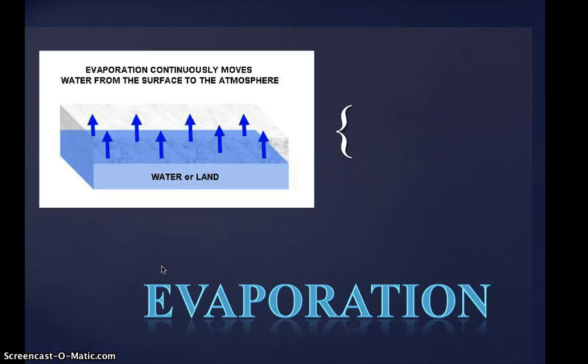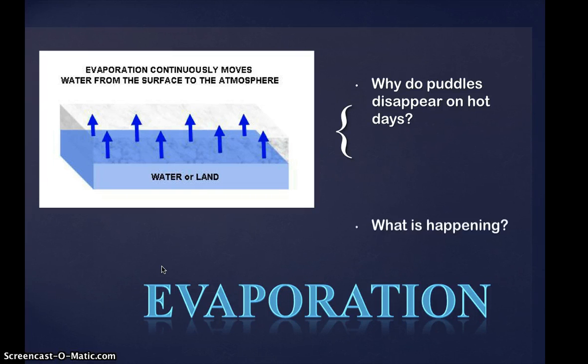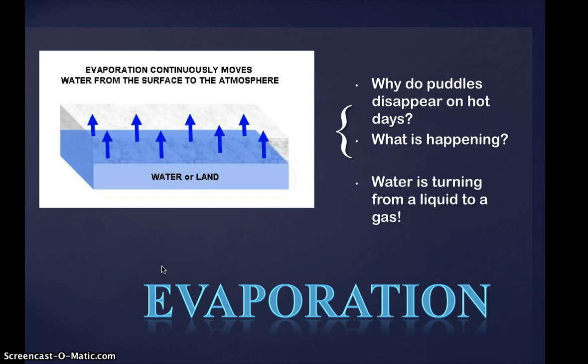Okay, so let's start off with evaporation. So I have a question. Why do puddles disappear on hot days? You know, what is happening when you see a puddle and then after a couple hours you come back to it and it's gone? Well, the water is turning from a liquid to a gas. That's kind of what I was explaining. It heats up and the molecules expand and turn into a gas and rise into the atmosphere.